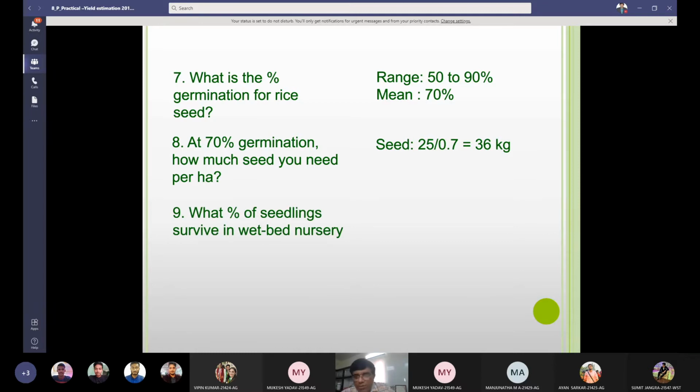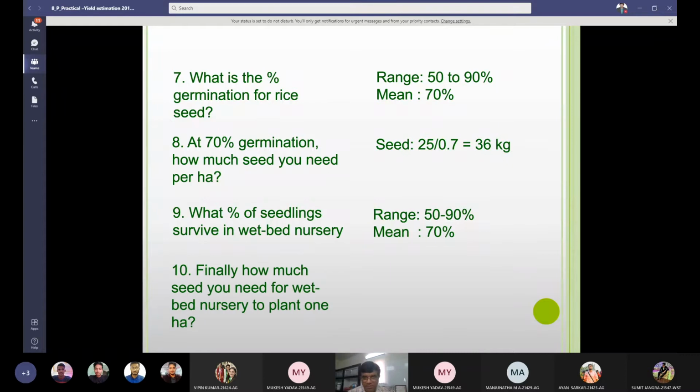Now, another thing: you need to overestimate the seed. What percentage of seedlings survive in a wet bed nursery? Some may die in the nursery, or some may die in the field. So the range is 50 to 90%. This is the survival rate. What percent of seeds survive in a wet bed nursery? 50 to 90% is the survival rate, and take the mean value as 70%.